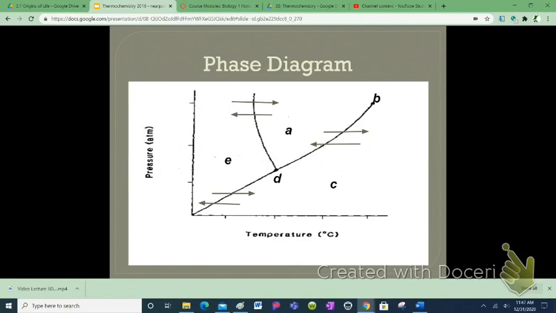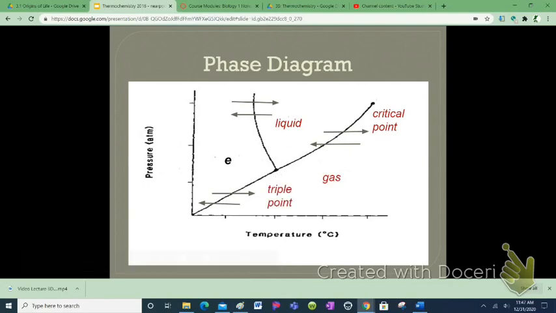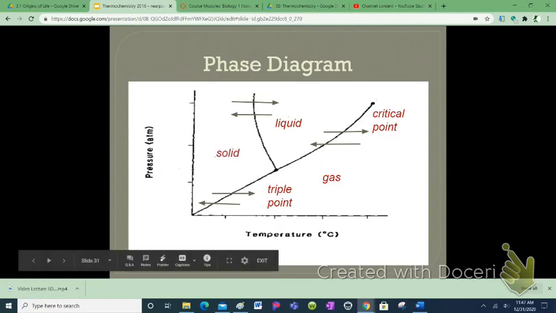Okay, so A is my liquid. B is my critical point. I hope you got that. C is gas. D is triple point. Hope you got that one too. And E, of course, is solid.